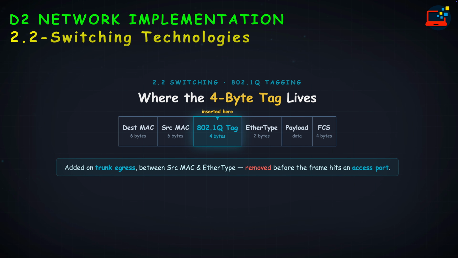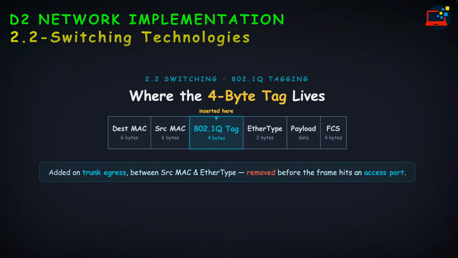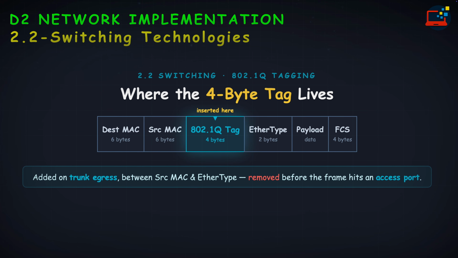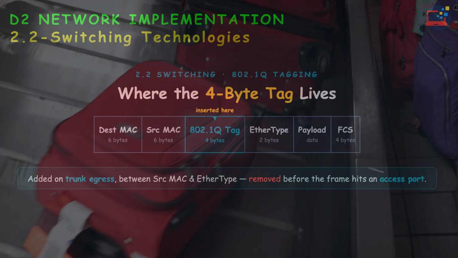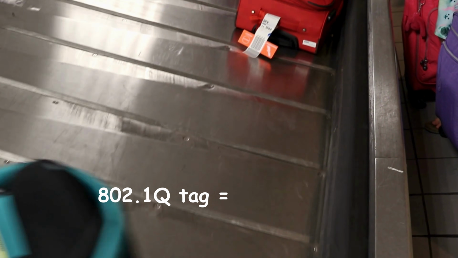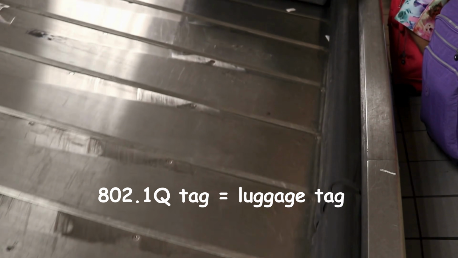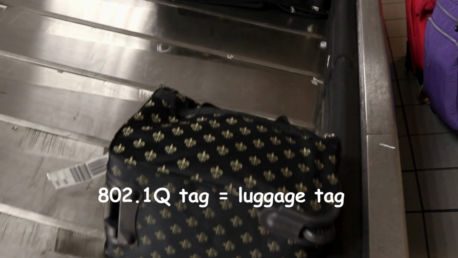802.1q is the trunk tagging standard. When a frame leaves a switch on a trunk port, the switch inserts a 4-byte tag inside the Ethernet frame between the source MAC and the Ether type. That tag tells the next switch which VLAN the frame belongs to. The tag is removed when the frame exits a trunk on its way to an access port. The mental model is TSA luggage tags on a multi-airline flight. Each piece of luggage gets a tag at check-in. The gate agents at the next airport read the tag to know which carousel, and the tag comes off when the bag goes home.